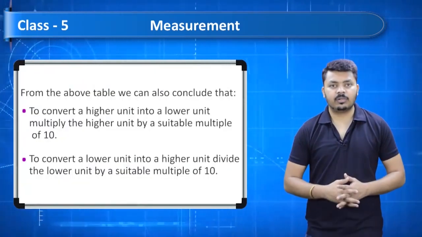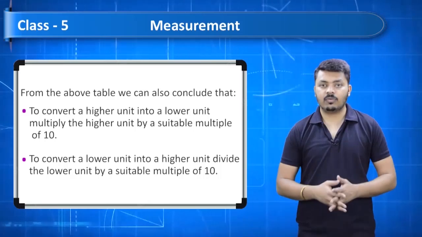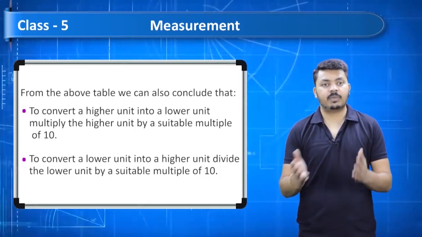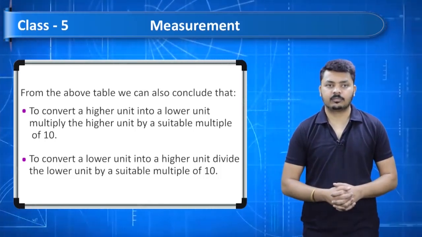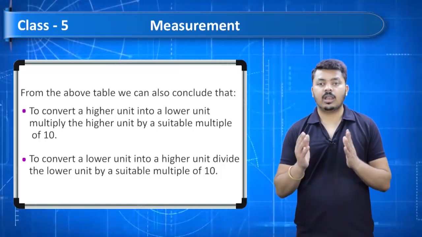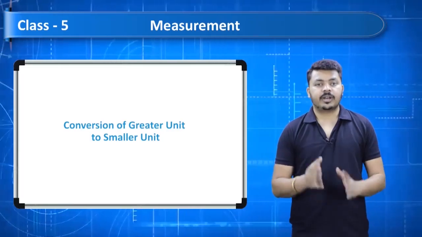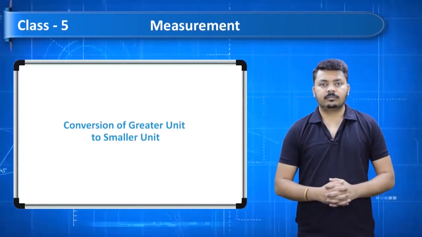From the above table, we can also conclude that to convert a higher unit into a lower unit, multiply the higher unit by a suitable multiple of 10. To convert a lower unit into a higher unit, divide the lower unit by a suitable multiple of 10. Conversion of greater unit to smaller unit.